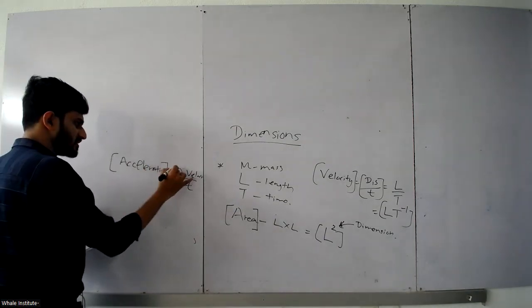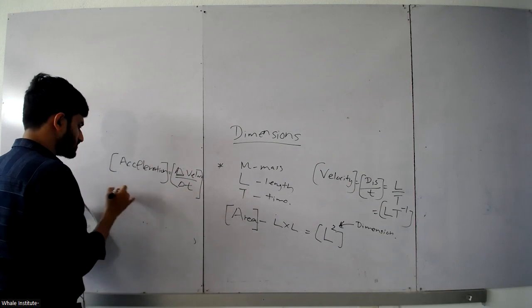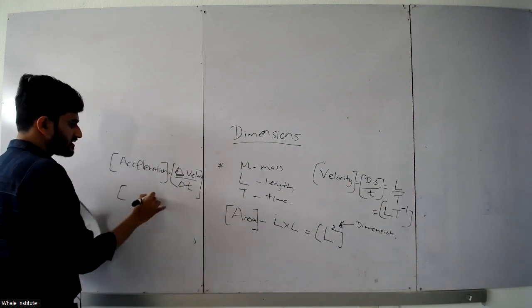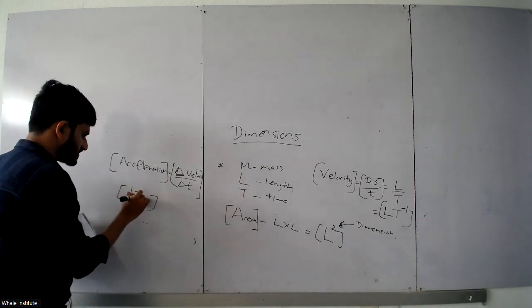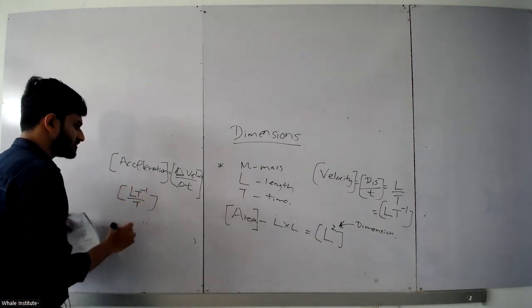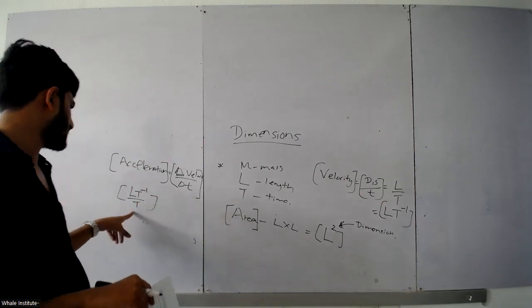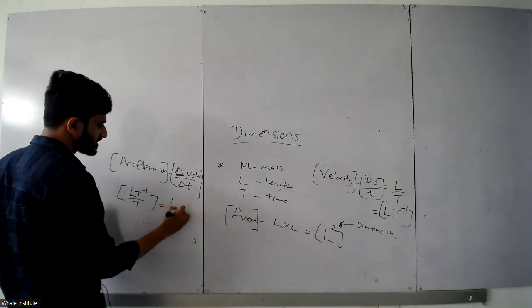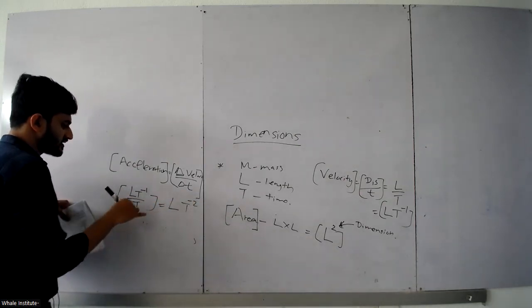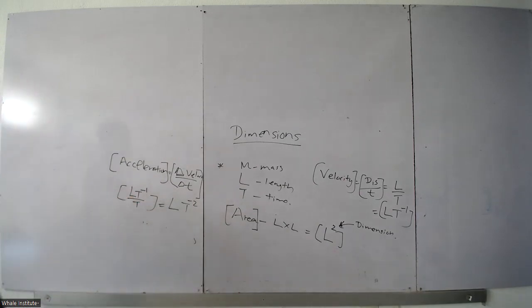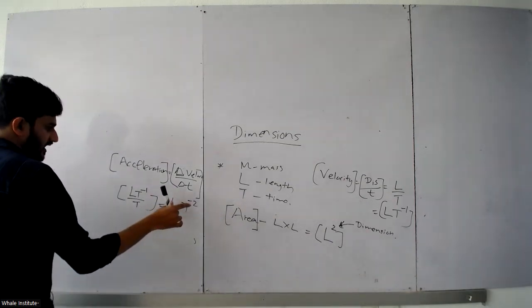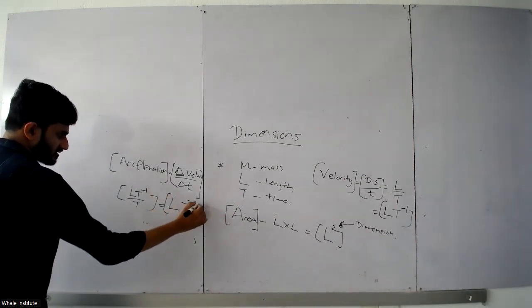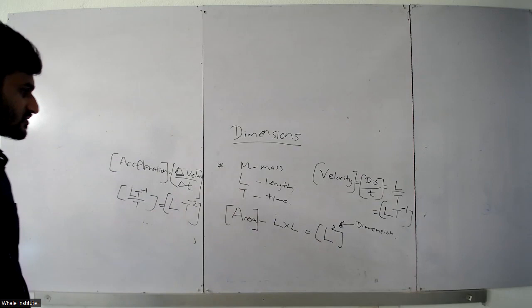For the dimensions of acceleration, I can use square brackets here. We know the dimension of velocity is LT minus 1, over time. Time has dimension T, right? Then we can get the dimension as LT minus 2, by taking this T into the numerator. LT minus 2. You can keep this answer like this, and put square brackets over it.